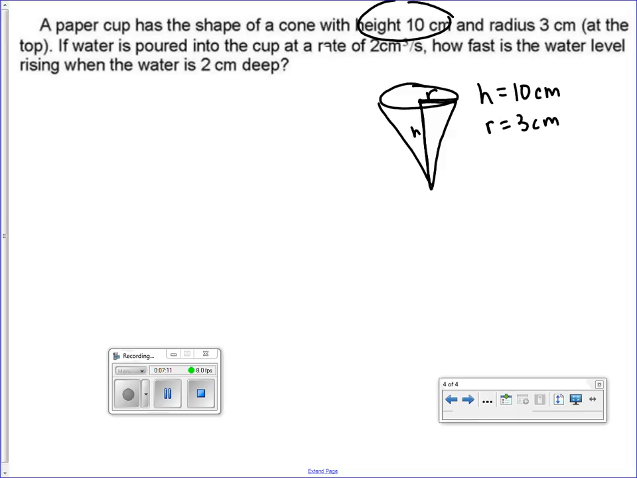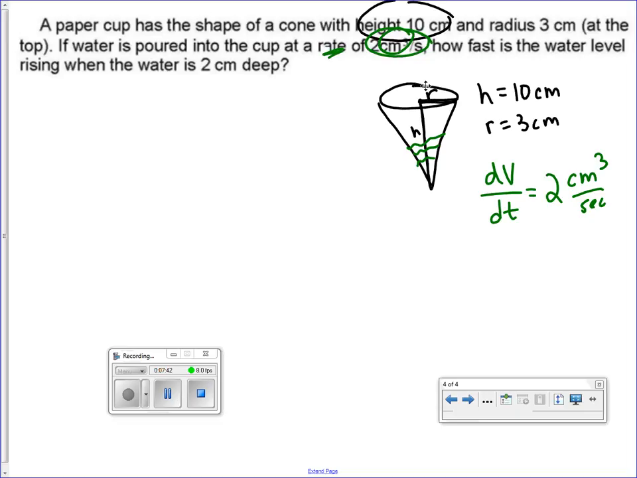And it says water is being poured into the cup at a rate of 2 cubic centimeters per second. There's that word rate again. That tells me it's a derivative. But a derivative of what? Cubic centimeters, that's a hint. What's measured in cubic centimeters is volume. So dV/dt equals 2 cubic centimeters per second. Positive because the water is being poured in, so the water level is rising.